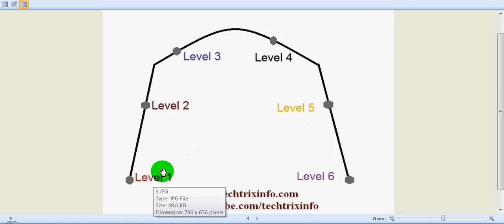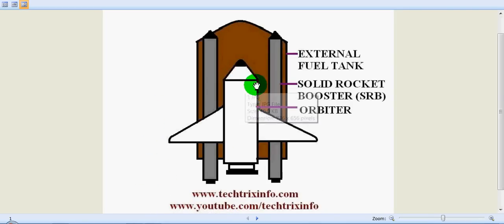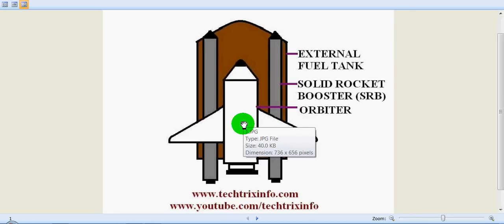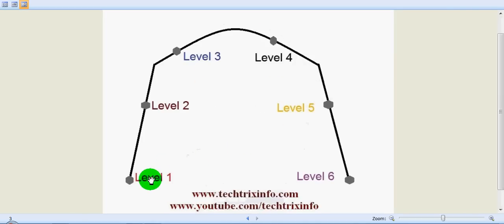In level 1, as you can see, the orbiter will be fixed with the solid rocket boosters and external fuel tank. So this external fuel tank supplies the required amount of fuel to the solid rocket boosters to propel this whole unit from Earth. As the propulsion happens, the solid rocket boosters take the orbiter away from the ground. That is what's happening in level 1.